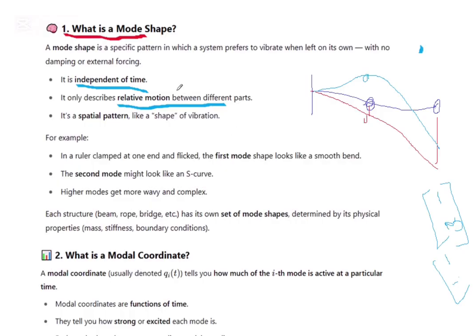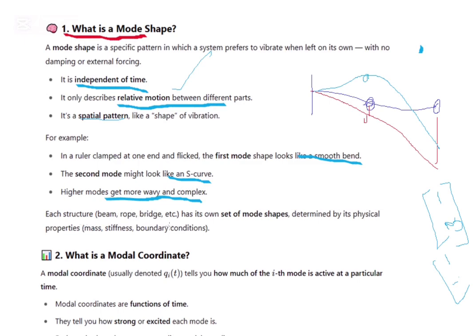So this is showing the relative motion between different parts. It's a special pattern, like a shape of vibration. For example, in a ruler clamped at one end and flicked, the first mode looks like a smooth bend. That's what I was telling. And the second mode might look like an S curve. And the third mode, higher modes get more wavy and complex.